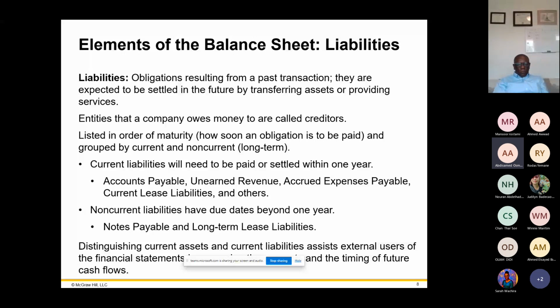So now what comes to mind is that because the liability section of the balance sheet and the asset section seem to mirror themselves, what really comes to mind is current assets and current liabilities. So what will be the major difference between current assets and current liabilities? Who can answer that question? What is the difference between current assets and current liabilities?